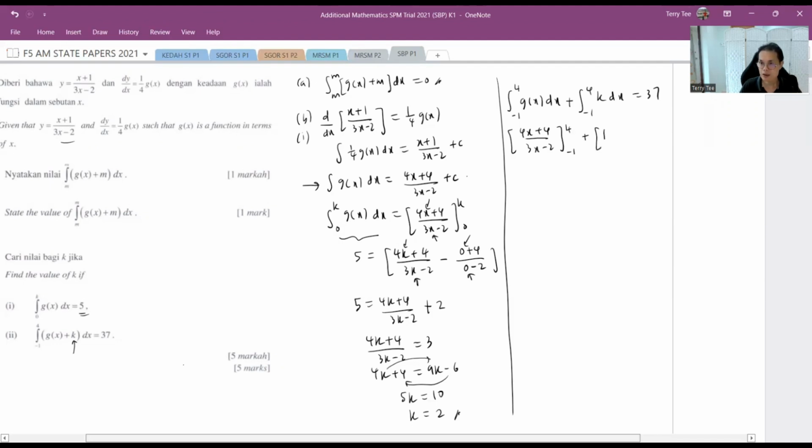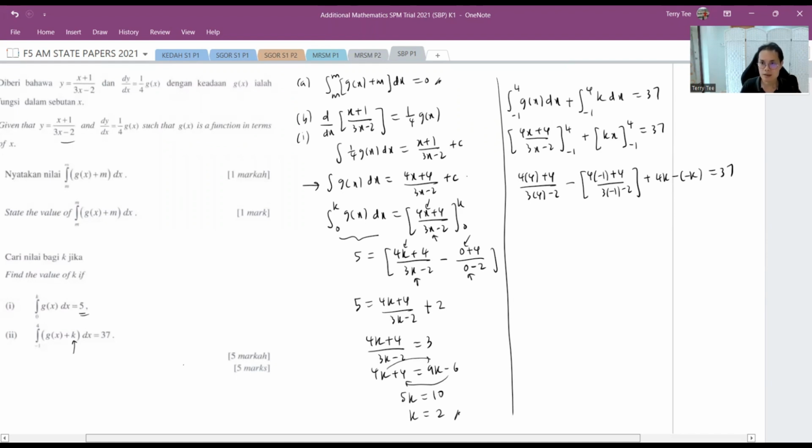We put in 4x plus 4, 3x minus 2 from minus 1 to 4. And when you integrate k, you actually get kx. K is a constant. When you integrate a constant, we add x, negative 1 to 4. The result is 37. Let's substitute 4 inside. 4 times 4 plus 4, 3 times 4 minus 2, minus here, 4 times minus 1. You can write minus 4 straight away, but never mind, I'm just going to write this for you. 3 minus 1 minus 2. And this will give us 4 times k minus k times negative 1. So it's negative k here. Be careful, minus minus is a plus here.